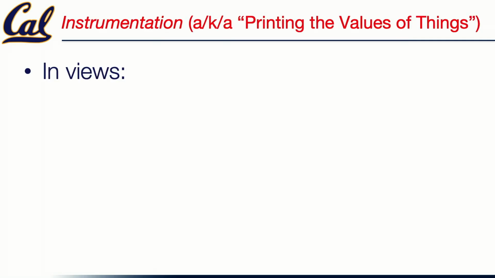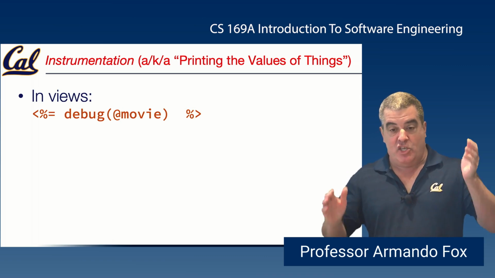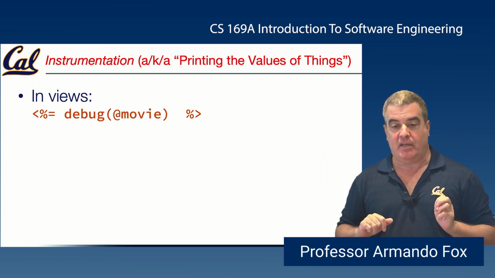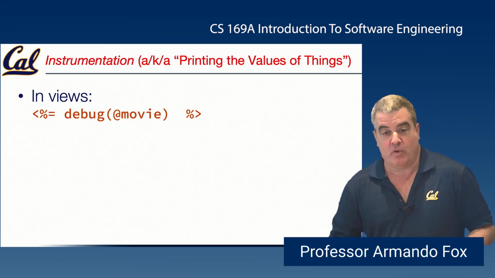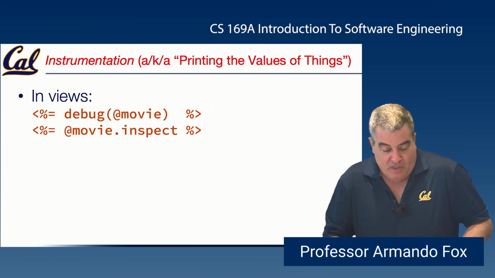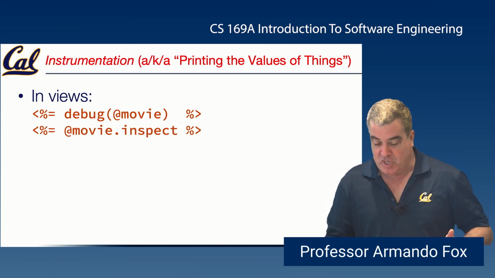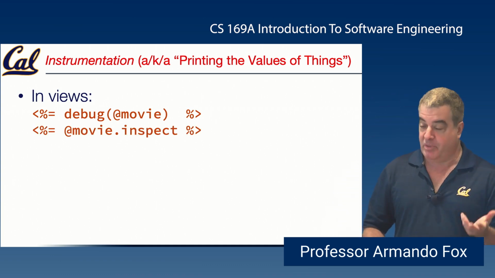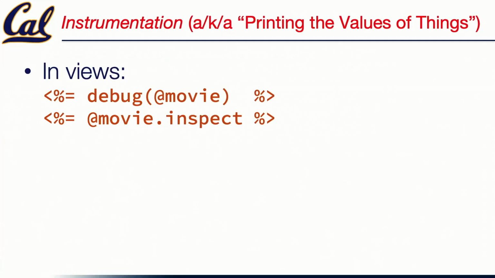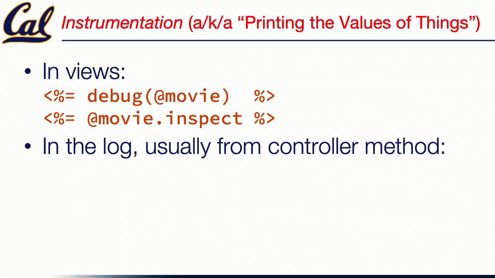Printf-based debugging. You can do it. In a view, you could say debug and pass it a model instance, and you will get in line in your HTML a human readable representation of what those values are right now. You can also say inspect, which gives you a somewhat more verbose representation. Please don't forget to take that out of your views before you deploy the app, or your real live users will be very surprised.